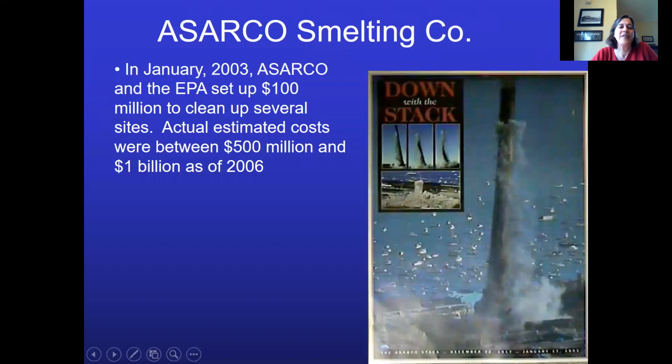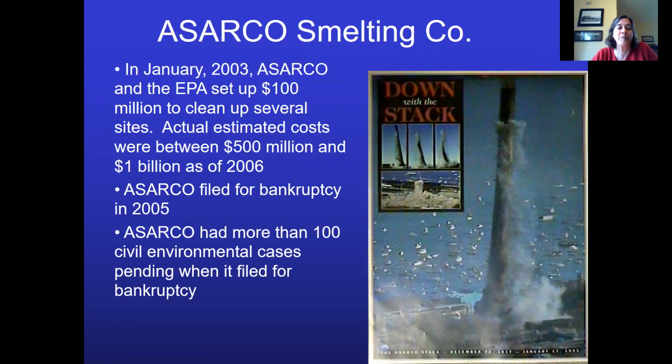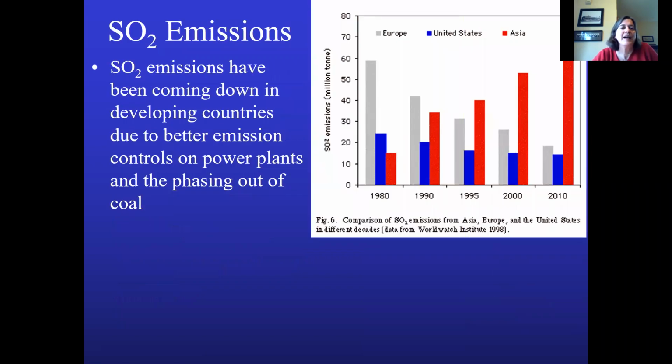All right, so final bit of the story. Again, there was just a huge amount of money that it would take to clean this up. They filed for bankruptcy, and there's a whole lot of cases that are still kind of pending. I haven't really looked at the most updated information on this, but basically ASARCO is like, we can't clean it up. So it's a Superfund site. All right, so moving along.